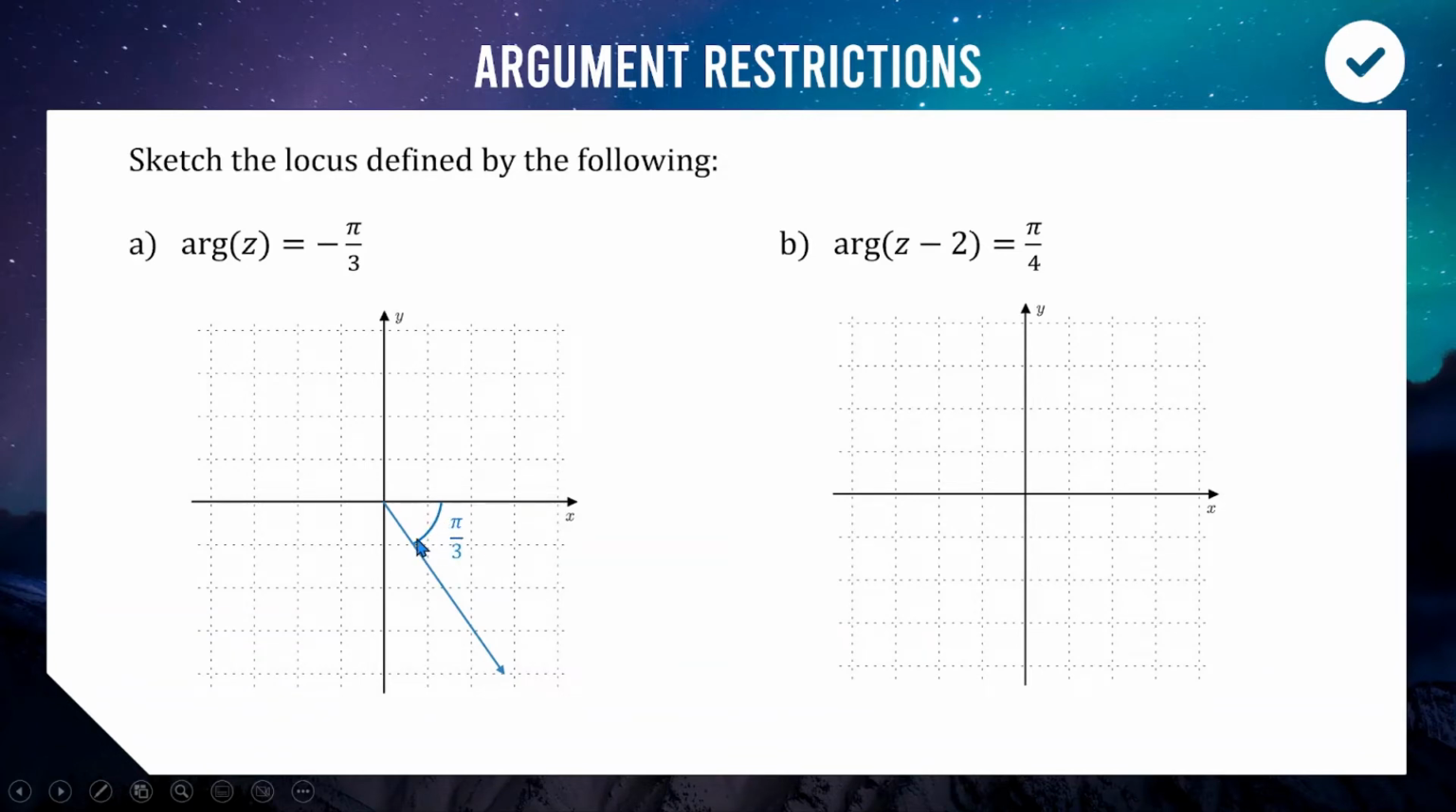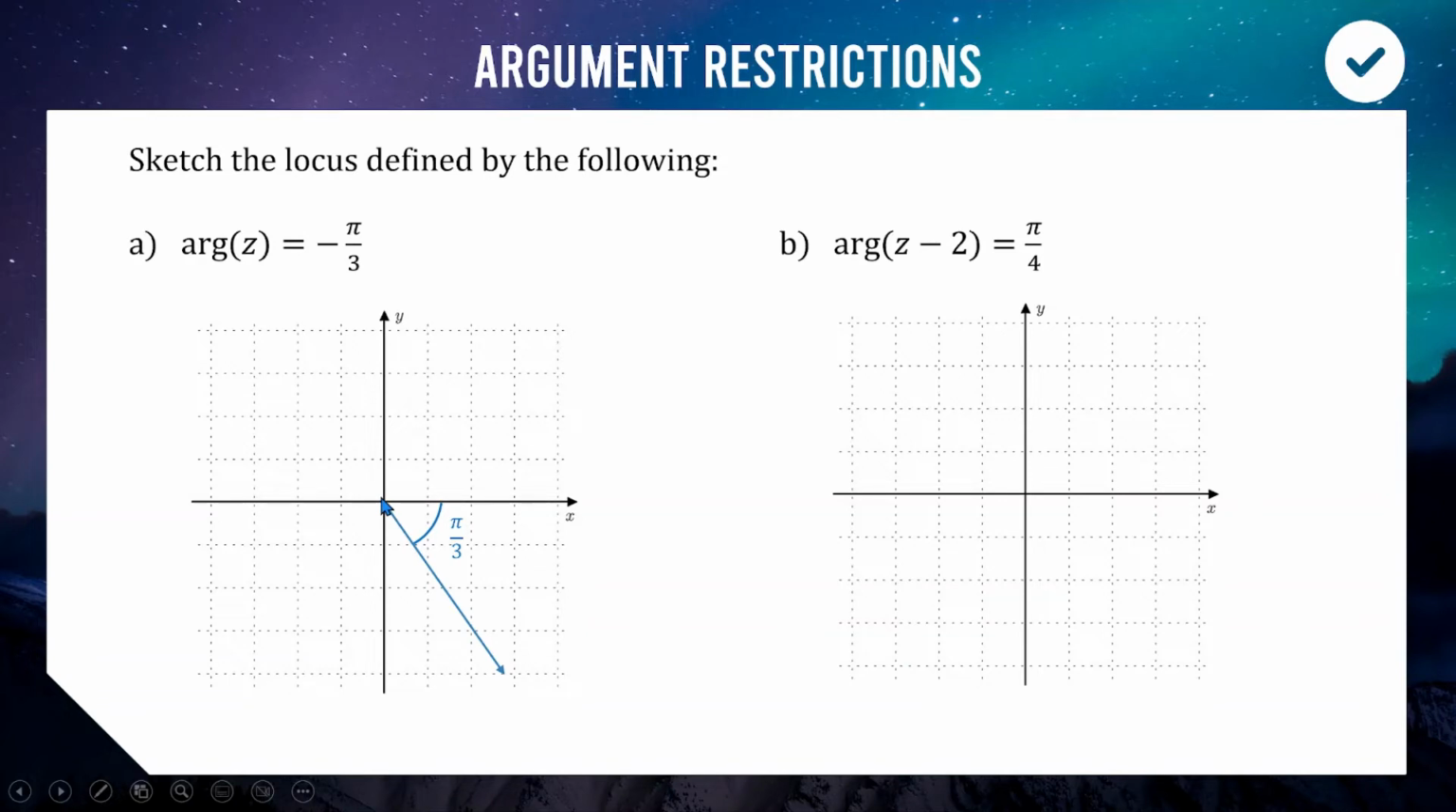I forgot to add it in, but when you do these, it's good practice to do a hollow circle at the origin because we are not including the origin in our line. Just everywhere on the line, not including the origin. So yeah, if I was a better maths teacher, there would be a white dot there to show we don't want to include the origin because you can't have an argument from the origin.